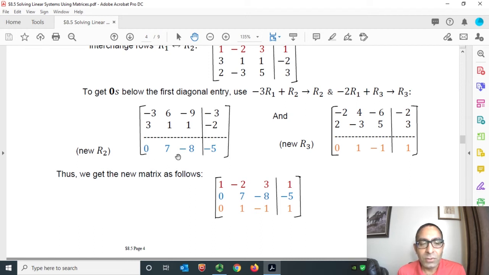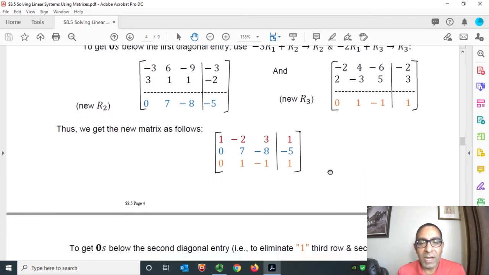So this is our row 2, which I copied here, and this is our row 3 copied here. So now what do we have so far? We have now this one here, the diagonal, this entry is 1 here, we have 7 here, we have -1 here. So we want to make diagonal entries 1, and below the diagonal we want 0. So we have 2 zeros already here, that's good.